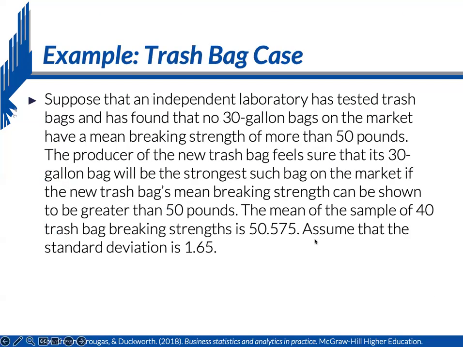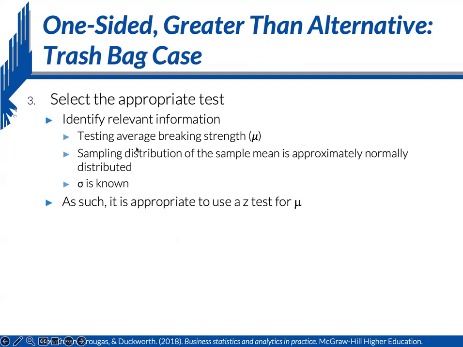We don't know the distribution of the individual breaking strengths of all the trash bags, but the sample size is large enough. And based on the central limit theorem, the sampling distribution of the sample mean is considered approximately normal. And finally, the population standard deviation of the individual breaking strength is known. That's 1.65. So based on all of those information, we confirm that the appropriate test is a z-test for the population mean.